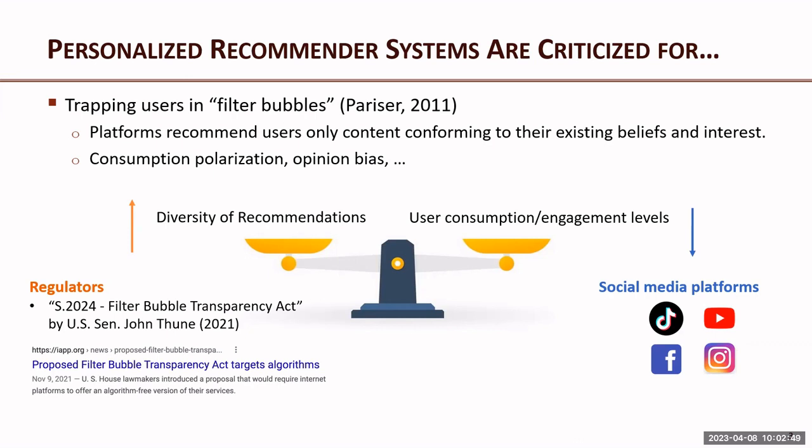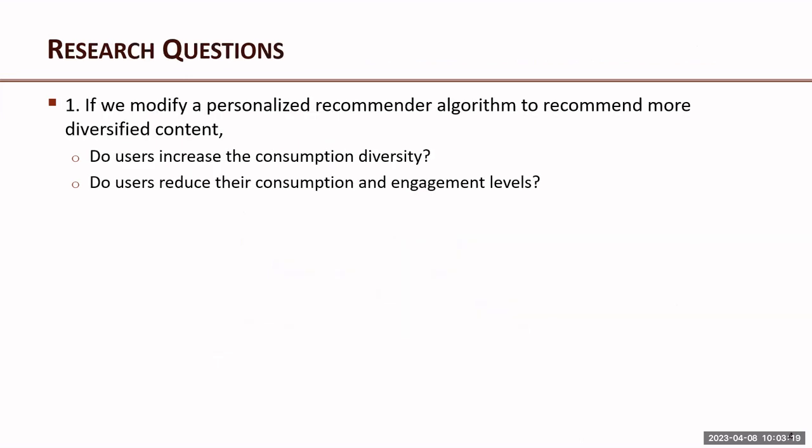So here is the logic. Suppose a personalized recommender system increases its recommendation diversity, then it could sacrifice the recommendation accuracy. Therefore, consumers could consume less and engage less, hurting the social media platform's profit. And just because of that, the social media platforms are reluctant to increase their recommendation diversity. Motivated by this debate, we ask three research questions in this paper.